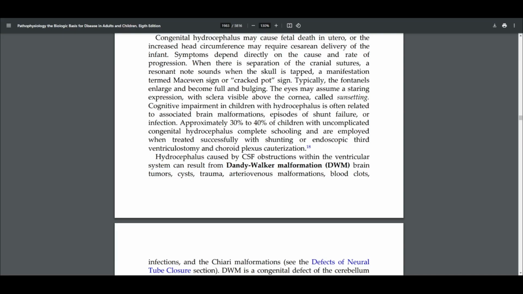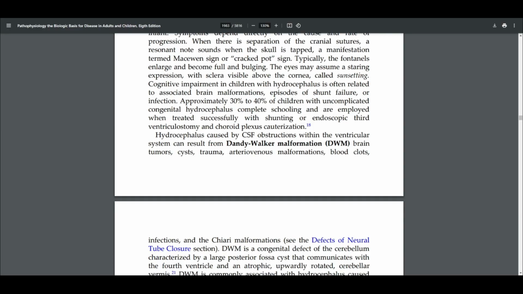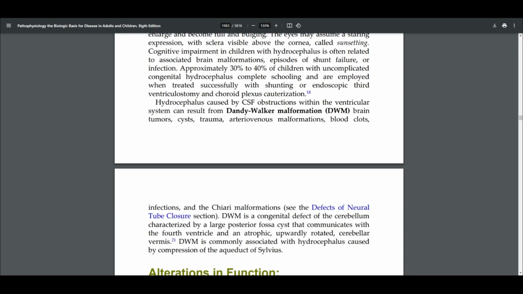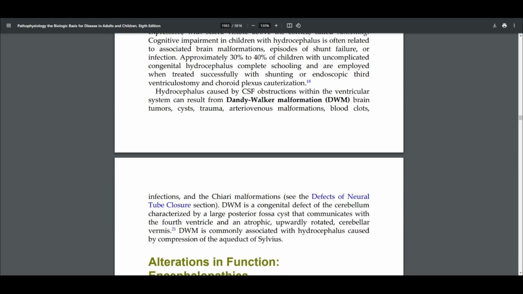Typically, the fontanelles enlarge and become full and bulging. The eyes may assume a staring expression, with sclera visible above the cornea, called sunsetting. Cognitive impairment in children with hydrocephalus is often related to associated brain malformations, episodes of shunt failure, or infection. Approximately 30 to 40% of children with uncomplicated congenital hydrocephalus complete schooling and are employed when treated successfully with shunting or endoscopic third ventriculostomy and choroid plexus cauterization.